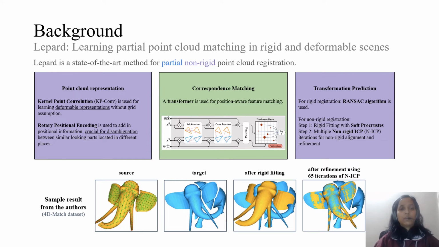Correspondence matching. A transformer is used for position-aware feature matching. Transformation predictions. For rigid registration, the RANSAC algorithm is used. For non-rigid registration, there are two steps as follows. Step 1. Rigid fitting with soft Procrustes. Step 2. Multiple non-rigid ICP, which is also known as NICP, iterations are used for non-rigid alignment and refinement.